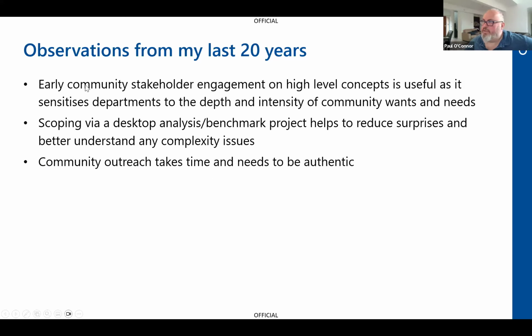Just adding on to community outreach, I think it does take time and it needs to be authentic. If the community gets a whiff that a decision's been made already and they're just being post-consulted, they will be really annoyed. I think it has to be done with a commitment to actually take the feedback to decision makers, even if they don't agree with the community, and it may come back and say, we're not going to do what you want. I think it has to be an authentic engagement.